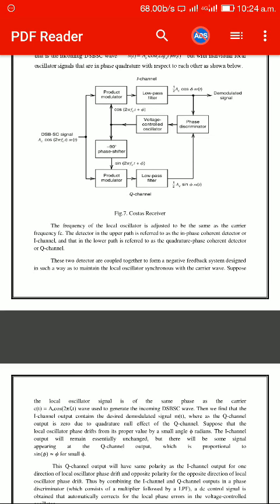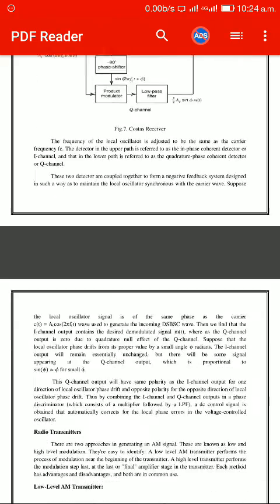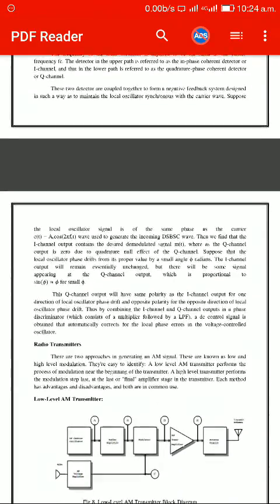When the frequencies are synchronized, that is, when c of t is the same as the frequency generated by the local oscillator, the I channel will produce the desired m of t, whereas the Q channel will produce the quadrature null effect. That is, the phase error is 0.